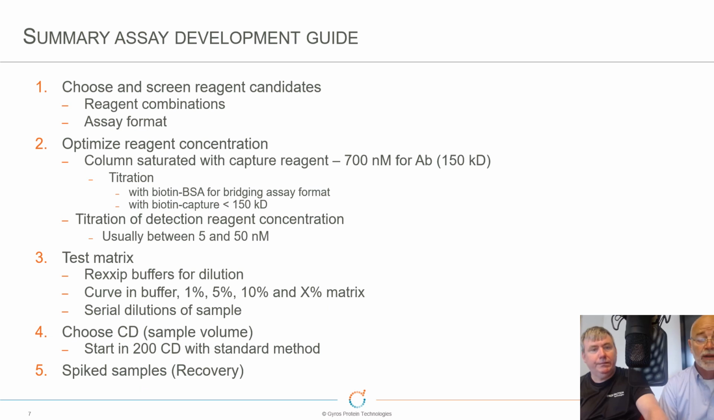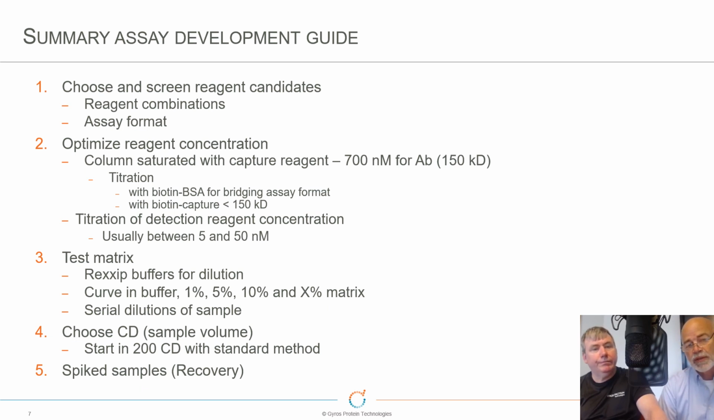Once you've got your optimized reagent conditions, then you'd go on to testing matrix. And I think this is one of the real highlights of the Gyrolab system, that we're able to work in up to 100% matrix, and that's proved to be a real advantage for situations where you want to look at things like free and total.